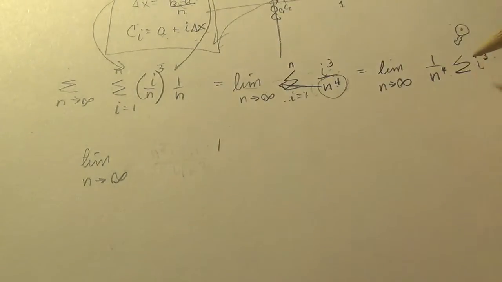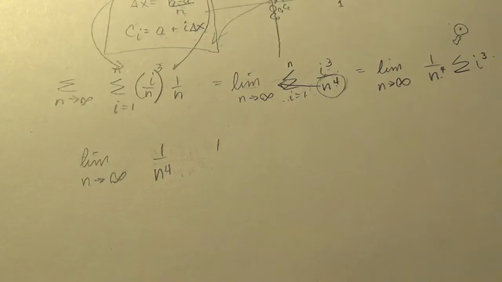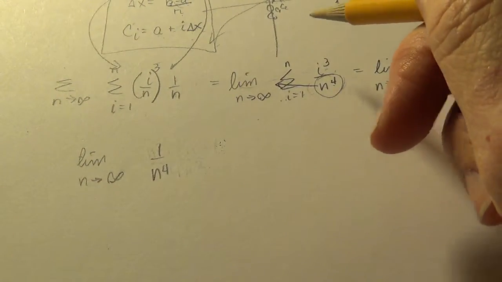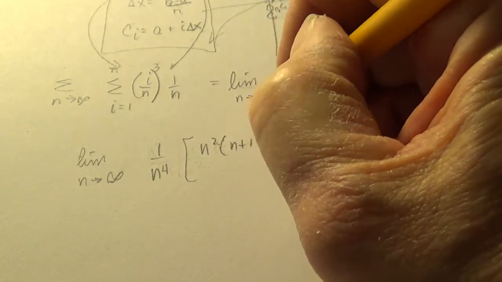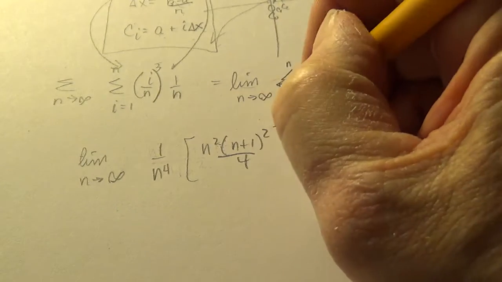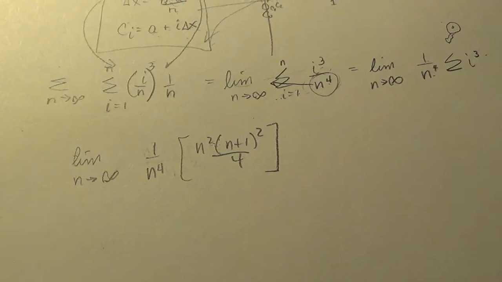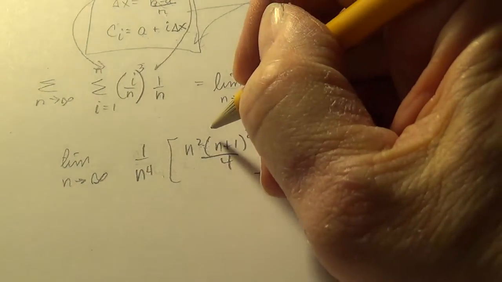So for i cubed, we have this 1 over n to the 4th. Now I am taking the summation because I know the summation of i cubed. The summation of i cubed was n squared times the quantity n plus 1 squared over 4. So I used the key. Alright, good enough. Now I'm going to have to multiply this out.